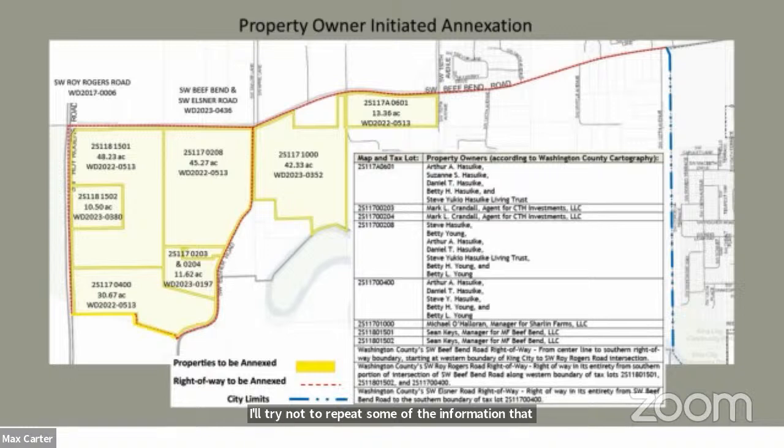This graphic before you is showing the location of the existing city limits, and the red areas are the Washington County rights-of-way that are included in the annexation, which are including the southern half of Beef Bend Road, as Mike mentioned, which is contiguous with the existing city limits. It includes the full width of the right-of-way for Roy Rogers and Elsner Road along the frontages of the properties being annexed. And Washington County has provided a letter consenting to the annexation. And next slide, please.